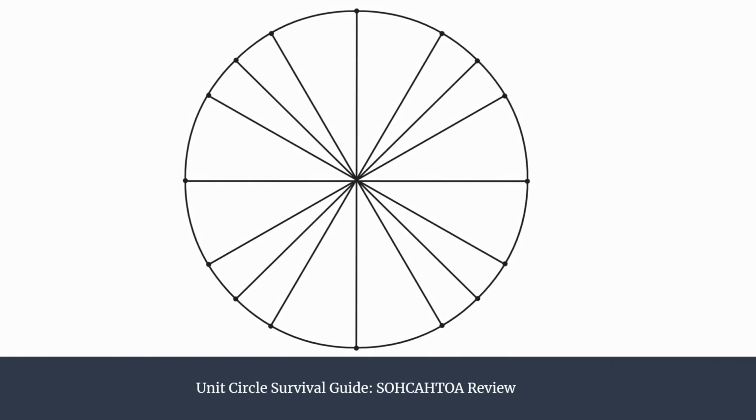So to start, let's draw a quick triangle in the first quadrant of a unit circle. This is a right triangle, and we use SOHCAHTOA for right triangles. Our angle is the one formed by the initial side and the terminal side with a point on the origin. So let's label this angle theta.